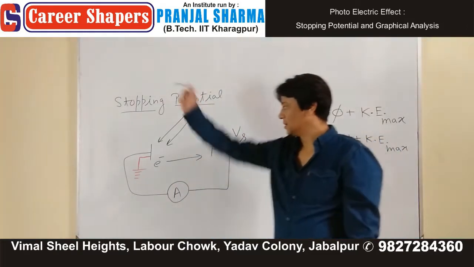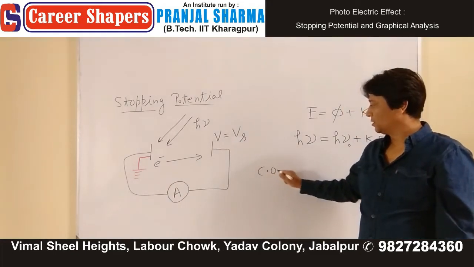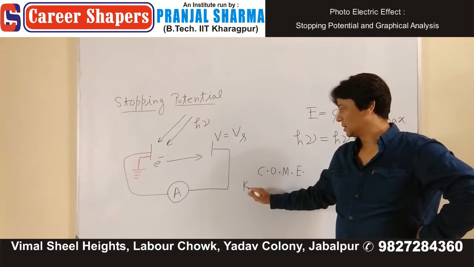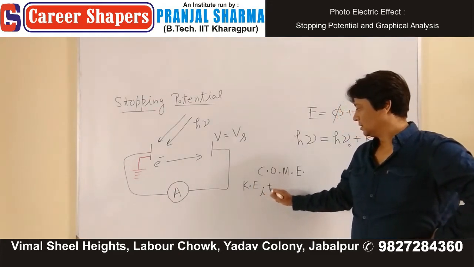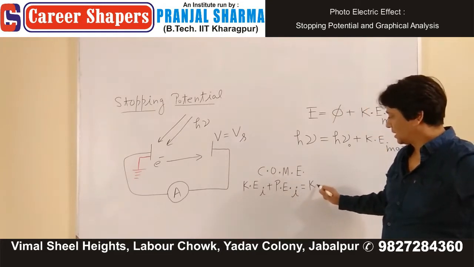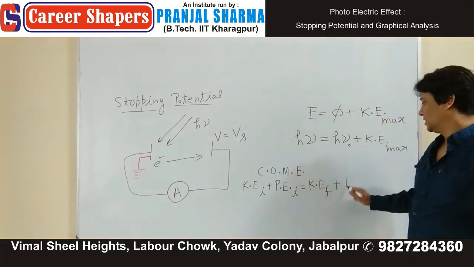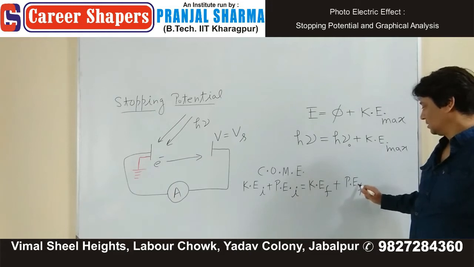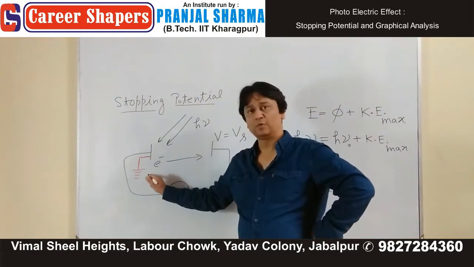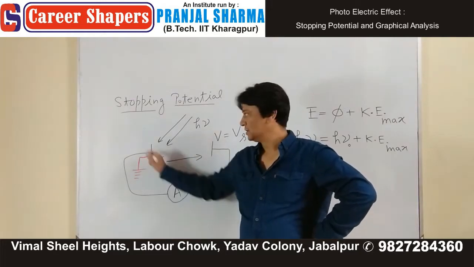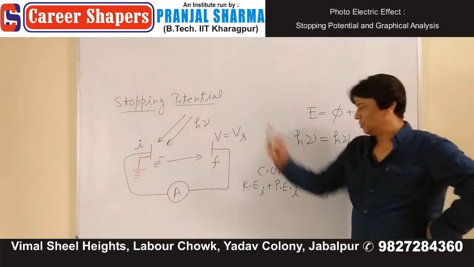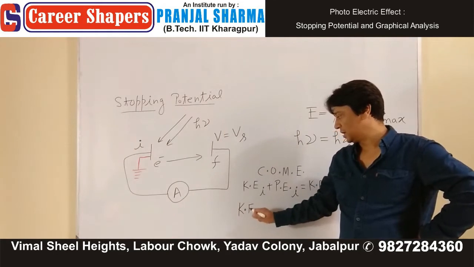Look here. COME, conservation of mechanical energy. Kinetic energy initial plus potential energy initial equals kinetic energy final plus potential energy final. The electron which we are interested in is moving with maximum kinetic energy when it is at this place. This is the initial place and this is your final place. I for initial place. What is its kinetic energy? Its kinetic energy is K max.